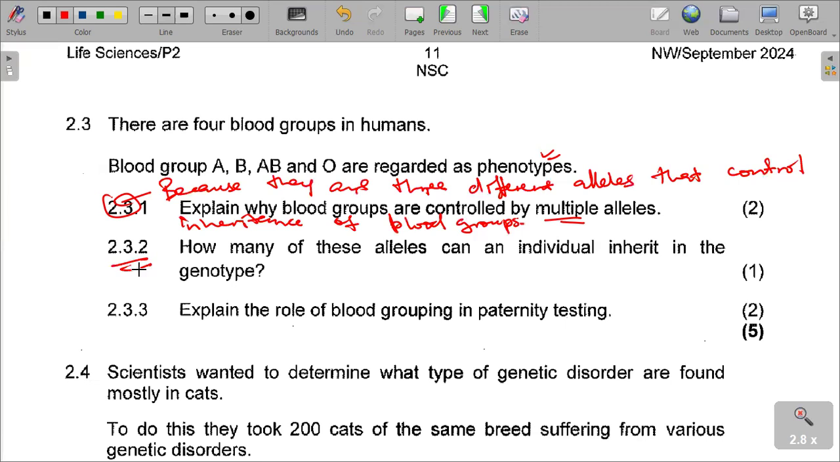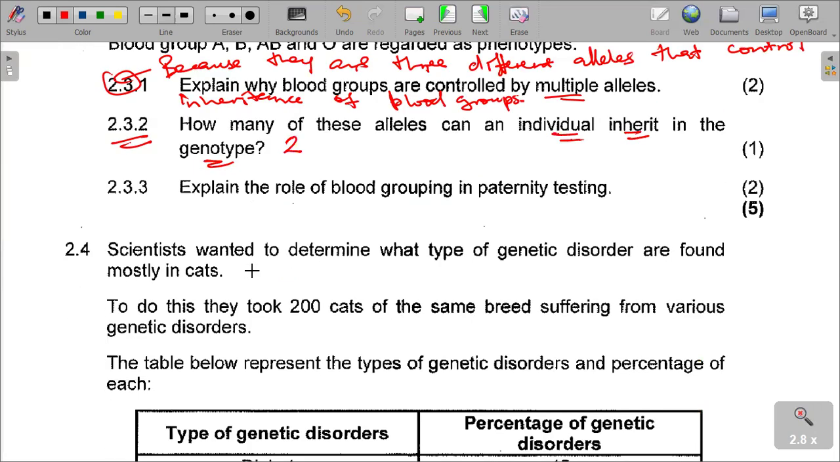Question 2.3.2. How many of these alleles can an individual inherit in the genotype? A person in a genotype can only have 2. Please take note, we are saying how many of these can an individual inherit in the genotype. We are not saying how many alleles control the blood groups. We are saying a single genotype is only controlled by 2 alleles. That we must be able to understand.